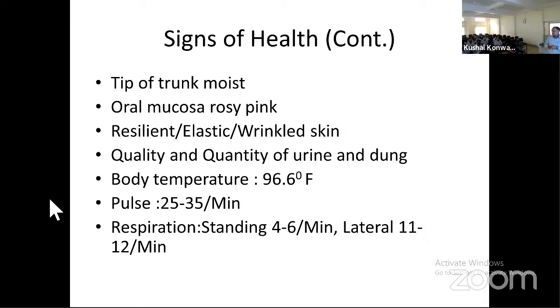Quality and quantity of urine and dung are important things. How many times they have urinated, how many times they have defecated, they all have standards. Okay? And the color, consistency, then presence of moisture, even mere looking at the dung, you can give 20 information about the health of an elephant. So also urine. But again, sometimes they mislead us from eating a particular type of vegetation. The color of the urine may change also. Then body temperature normal 96.6, pulse 25 to 35 normal, respiration also. Standing and recumbency variation is there. Pulse also varies little bit. So in case of lateral recumbency, the respiration rate increases to 12 and standing 4 to 6.